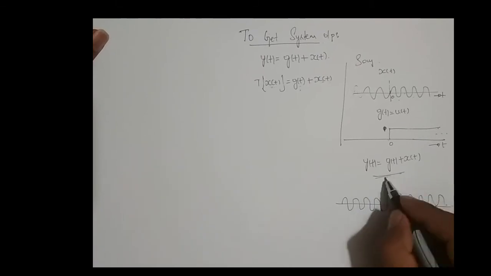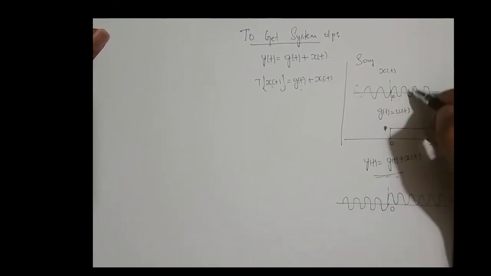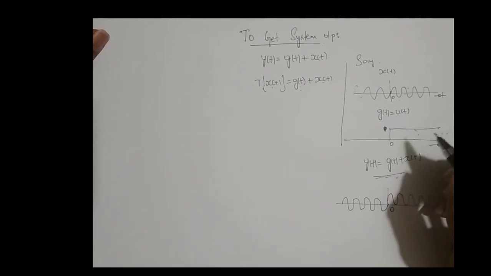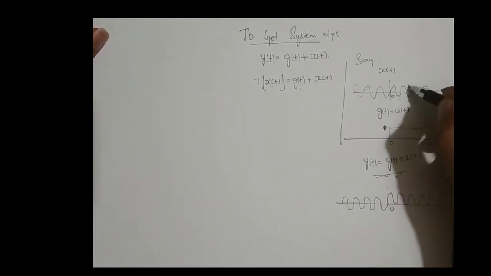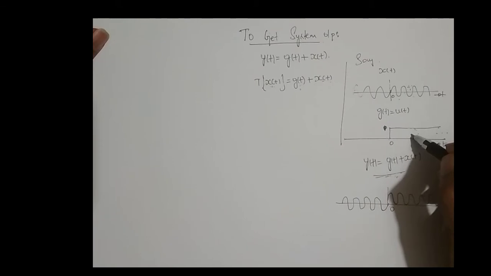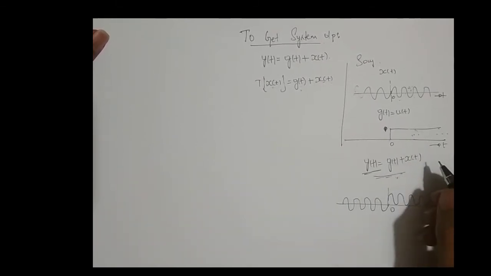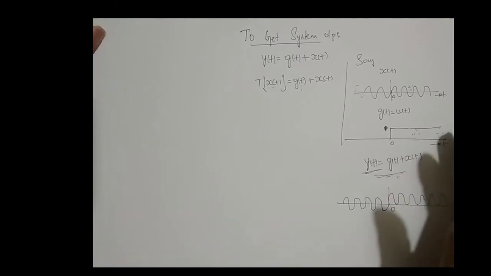This is how the system output looks if the input is a sine wave and g of t is the unit step function. So whatever signal I feed, g of t is getting added. That will be my output y of t. This is what is happening in the system.